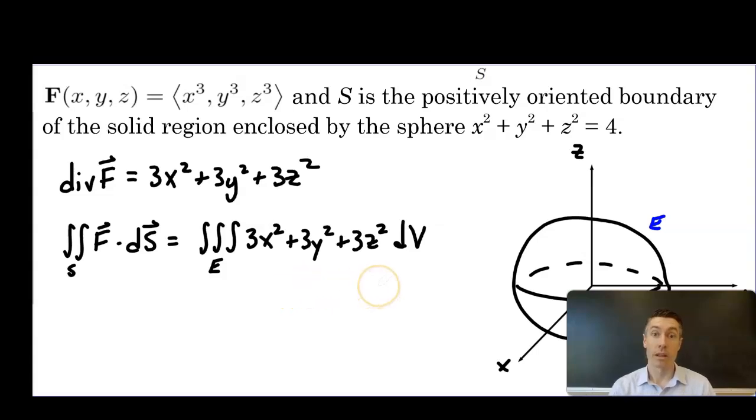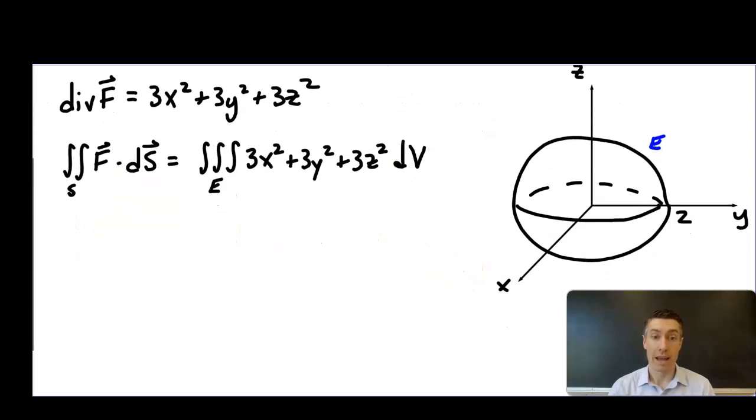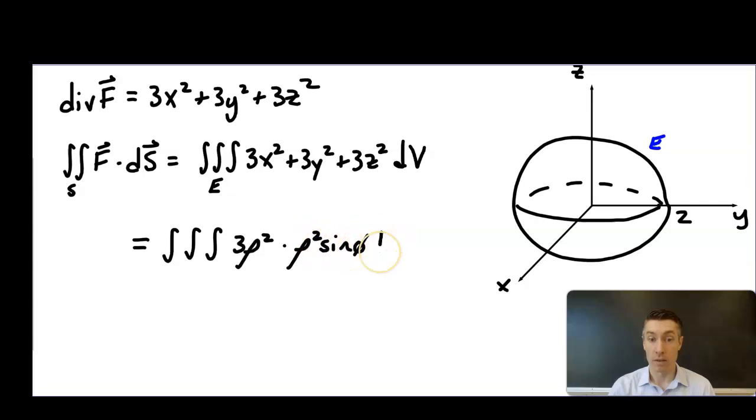In order to evaluate the triple integral over a spherical region, spherical coordinates are going to make the most sense. So next step is to convert this to spherical coordinates. So we have the triple integral. 3x squared plus 3y squared plus 3z squared converts to 3 rho squared. dV becomes rho squared sine phi, d rho d theta d phi. And now we need to determine our bounds.